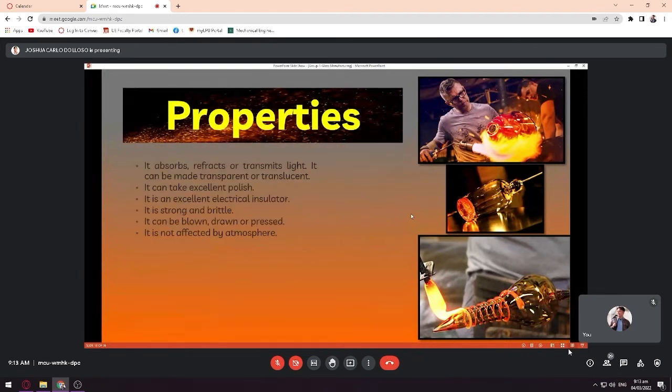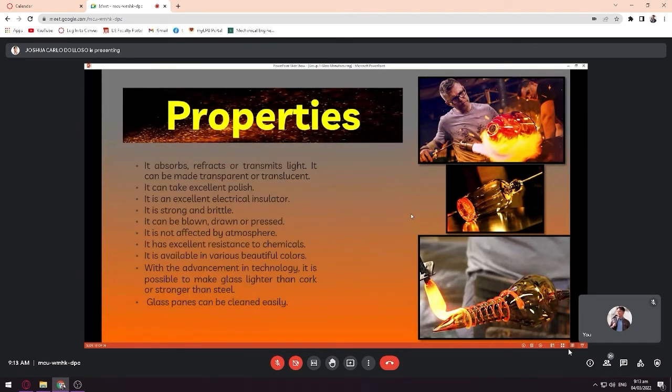So the properties: it absorbs, refracts, or transmits light. It can be made transparent or translucent. Second, it can take excellent polish. Third, it is an excellent electrical insulator. It is strong and brittle.